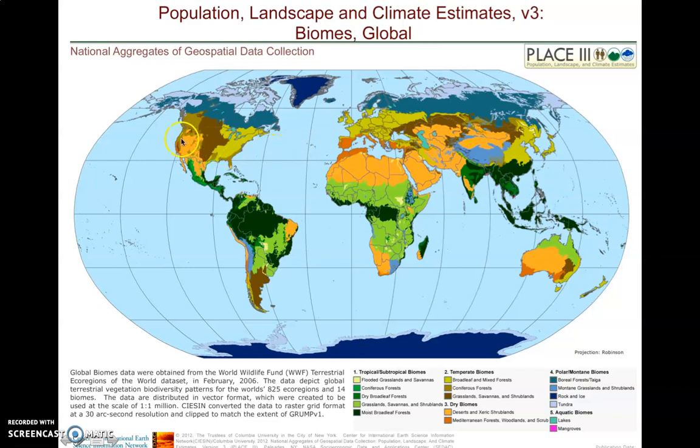The same is true for places like Nevada. These are what we refer to as the cold deserts. And then, of course, we do have desert in Australia, and that's probably the single largest biome on that continent.